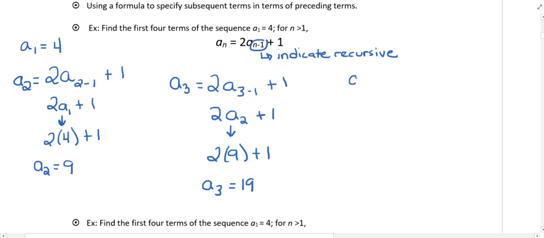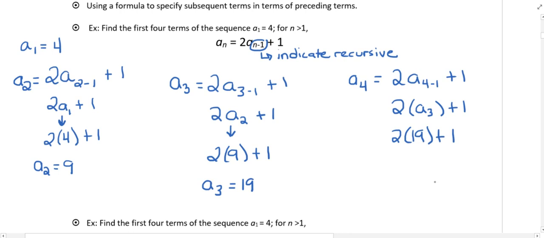Then you have a sub 4. We do 2a sub 4 minus 1 plus 1. That's going to give you 2 times a sub 3 plus 1. And we have a sub 3 is 19, so 2 times 19 plus 1 will give us 38 plus 1. We get a sub 4 of 39. So we have our first 4 terms of the sequence. We have 4, then 9, 19, 39.